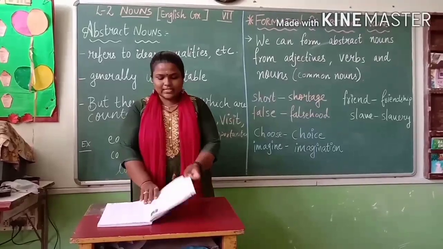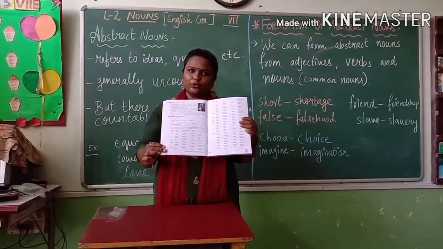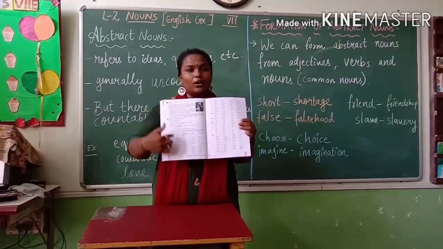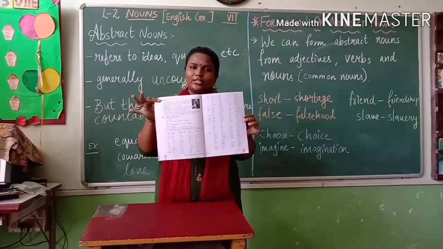So these are the concepts of what abstract nouns are and how to form the abstract noun. A list is given in the textbook on page number 12, 13 and 14. You have to go through the list where it is given how the abstract nouns are formed from the adjective, verb and noun.